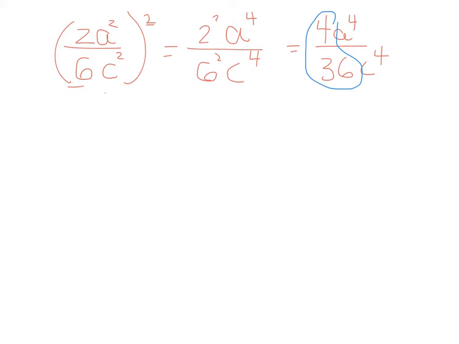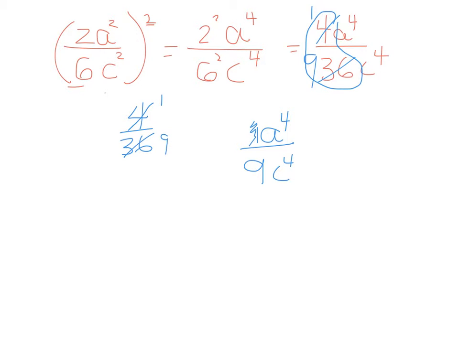So I have to simplify 4 over 36. 4 divides by itself once, 36 divided by 4 is 9. Because that changes to 1 over 9, we're going to simplify this as 1a to the fourth over 9c to the fourth, but I don't really want that 1 there because it's just a placeholder. So a to the fourth over 9c to the fourth.